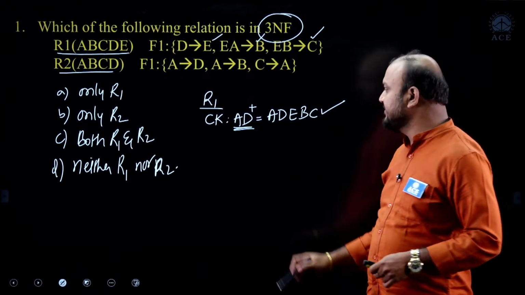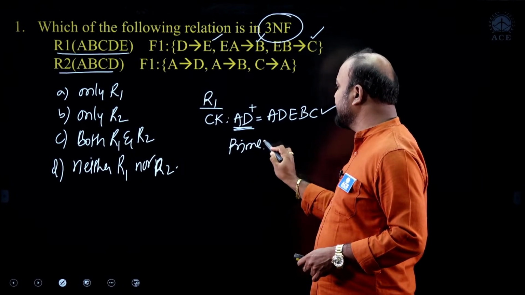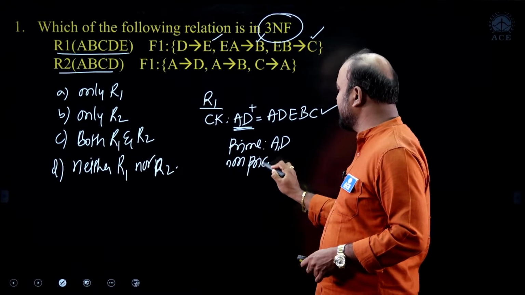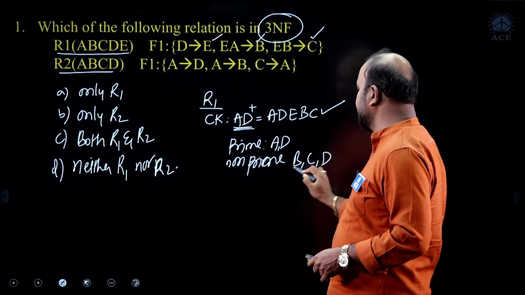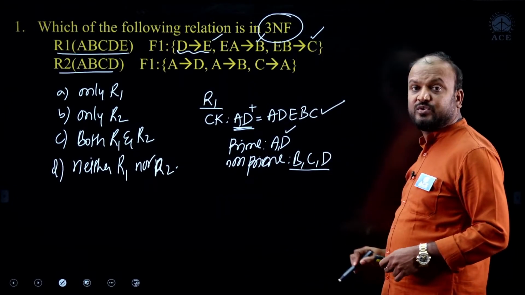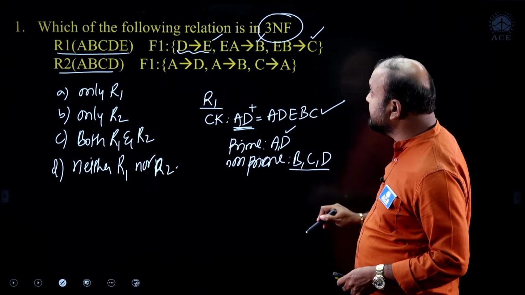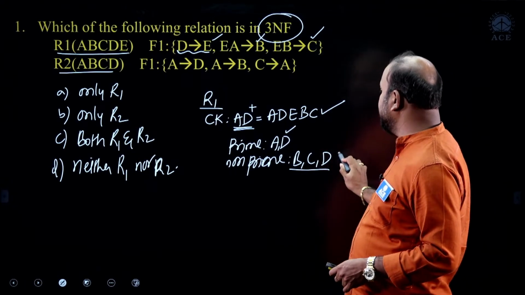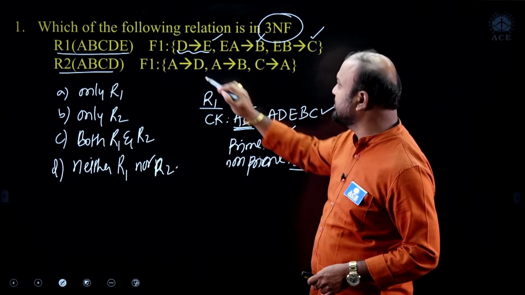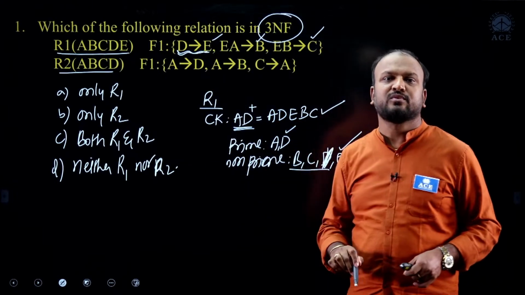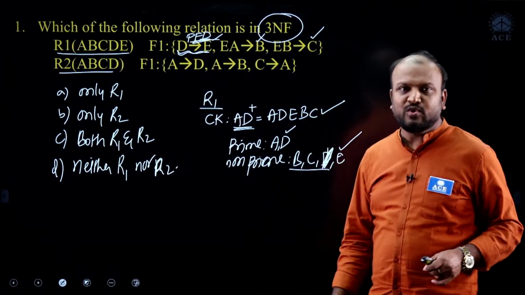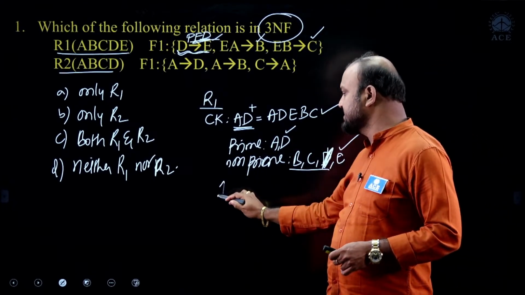If AD is a key, A and D are called prime attributes and the remaining attributes are non-prime attributes. What are the non-prime attributes? B, C, E. Here you observe one dependency, D to E, where D is a prime attribute and E is a non-prime attribute. This prime attribute to non-prime attribute relation is called partial functional dependency. If a relation has partial functional dependencies, we can call the relation to be in the first normal form.